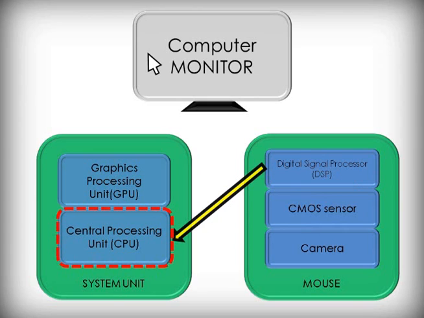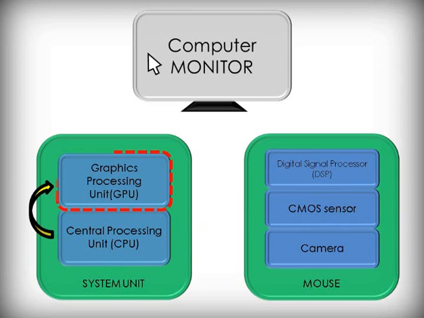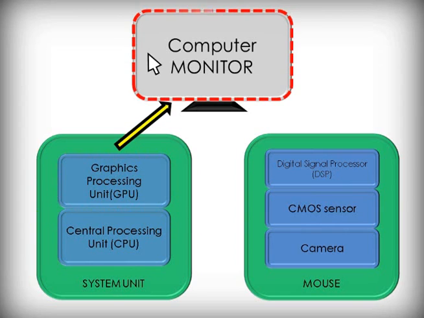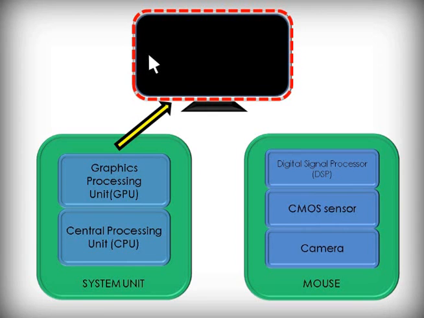To start the process stage, the CPU reads the coordinates it received from the mouse, and the GPU, or the graphics processing unit, the one that makes the images on your computer screen, will move the cursor or mouse pointer towards the right, and that is your output. This happens hundreds of times each second, making the cursor appear to move very smoothly.